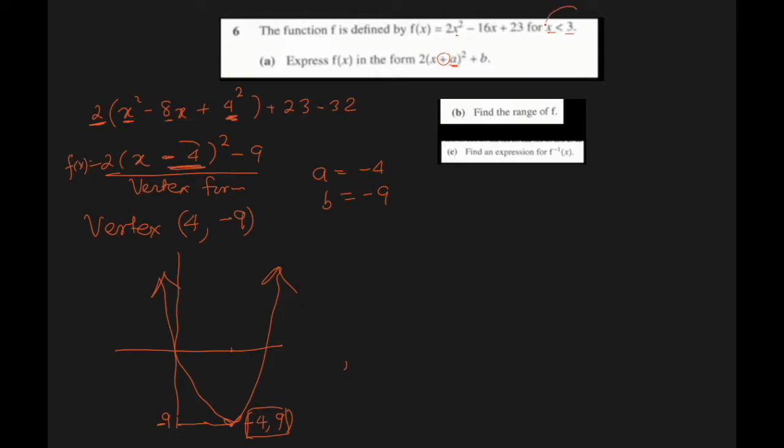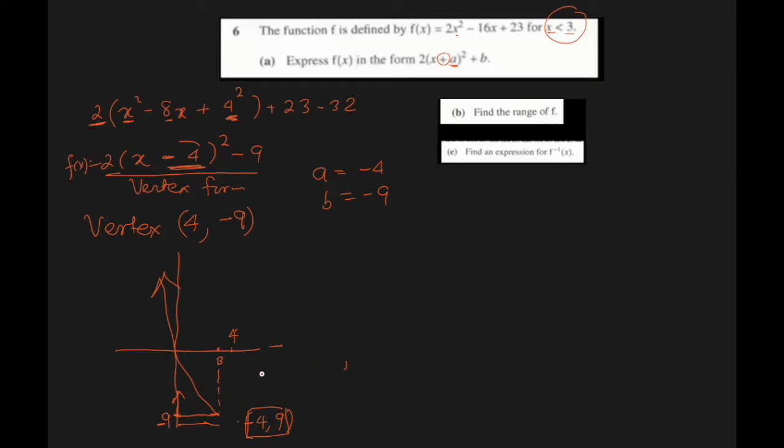They said x is less than 3. That means if this is 4, isn't it? Because the vertex is here, positive 4. That means 3 will be somewhere here. And your graph will be only for less than 3. Not even for 3. That means I have to erase the part which is more than 3. Gone. So now the range cannot be more than negative 9. It has to be more than whatever is the y value of this one. The y value of this 3 will give us the limit above which we have the range.